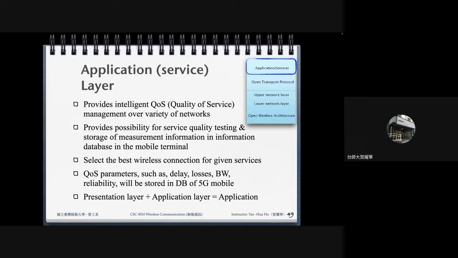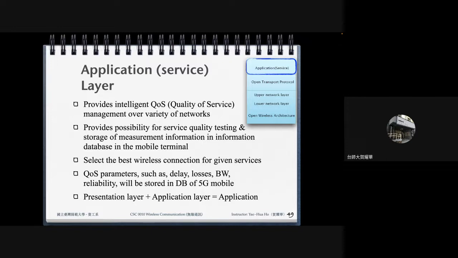The application layer is the one where you provide quality of service management over different types of network, because it's very hard to provide quality of service if you connect to the internet, cell phone, broadband, or telephone backhaul. So you have to adaptively manage the QoS. It also provides service quality testing and storage to measure information on those different types of network connection. Then you will select the best wireless connection for a given service.